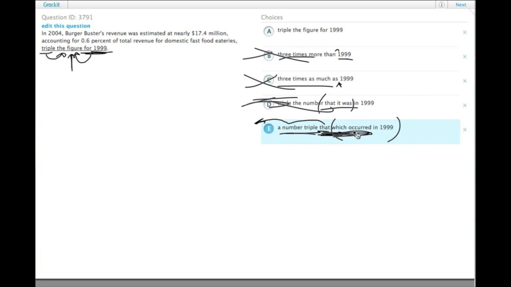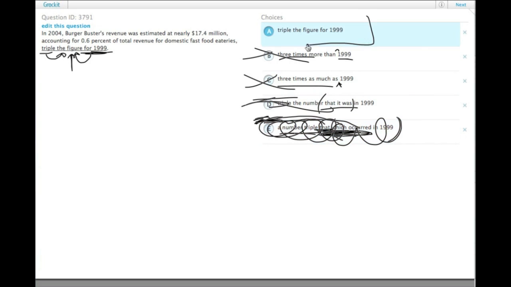And this one just makes it way more confusing because we have two relative pronouns, that and which, both of which, I guess, refer back to the number. A number triple that which occurred in 1999. I'm having trouble actually parsing this particular sentence. Anyway, way too many words for something that choice A says very clearly with only five words. So, choice A.